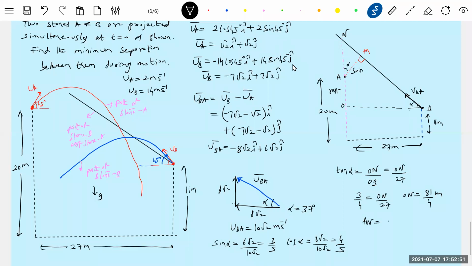AN is equal to ON minus AO. AO, how to calculate? 20.25 minus 11.25. Can you give me in fraction? 45 by 4. Okay, I got AN.